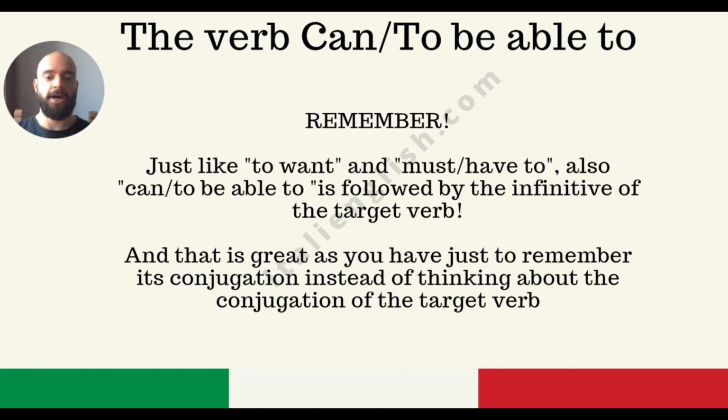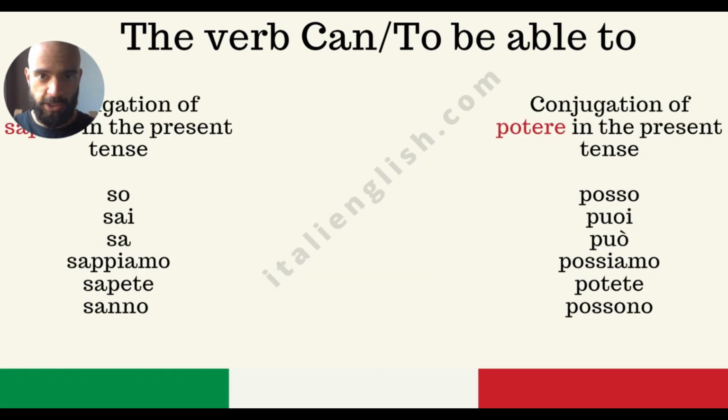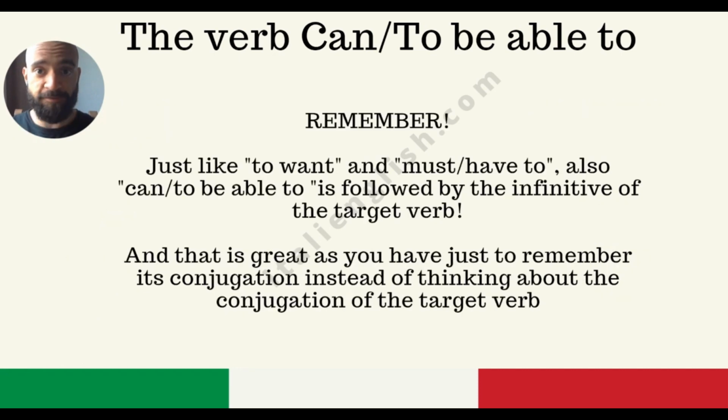This slide is a remember kind of slide. Just like to want or must, also can is followed by the infinitive of the target verb, by the dictionary form of the target verb. If you haven't seen the video about the grammar, about the infinitive, go back and watch this. Want, must, and can need to be conjugated according to these conjugations in the case of can. But after that, the target verb is going to be in infinitive.